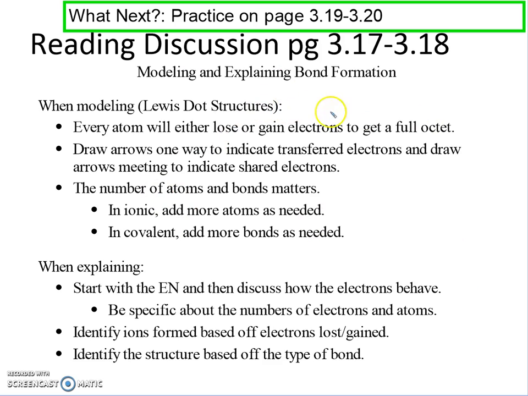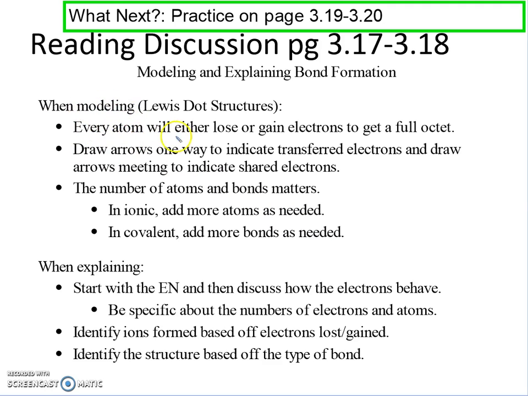Okay, so I'm going to go over page 17 and 18 with you. There's two examples that I'll kind of walk you through, and then you're going to do some practice. This is just kind of explaining the bonding that you learned about last class, just modeling it with Lewis dot instructions, things like that. Alright, so some guidelines here.